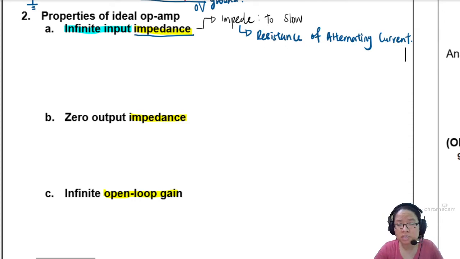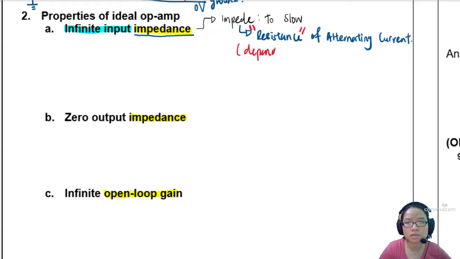So this resistance for alternating current, I'm going to put in big inverted commas, because this resistance or this impedance actually depends on other circuit components, not just the resistor. Okay, so hopefully that would explain the term impedance to you.